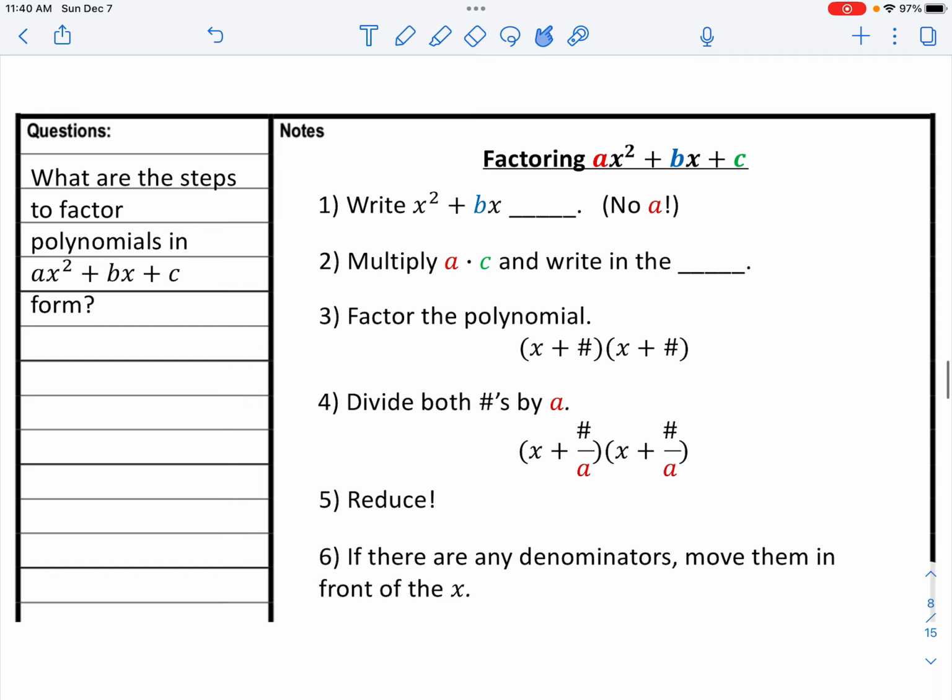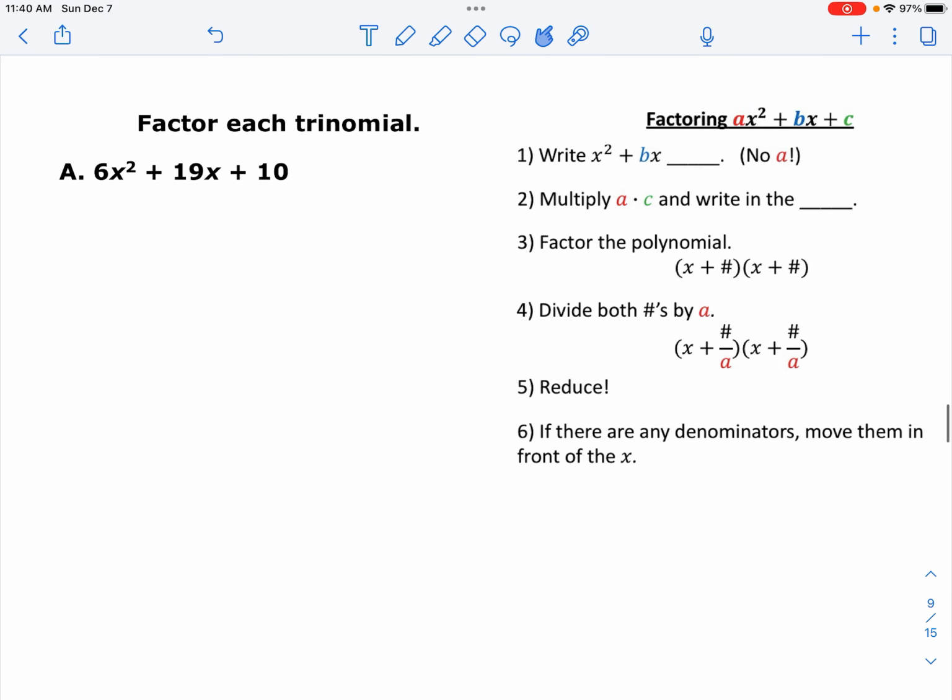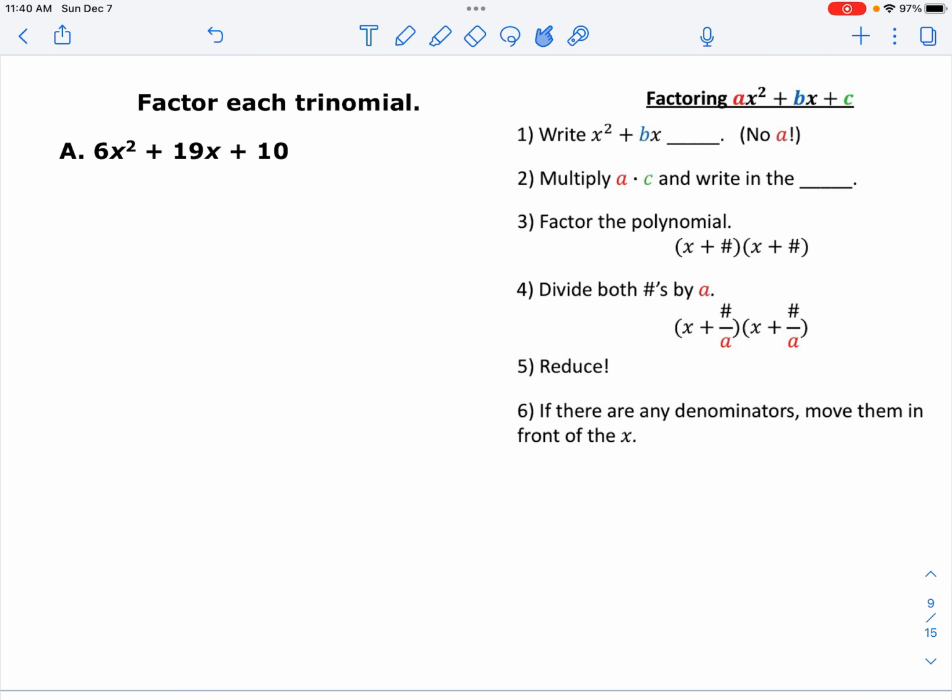So here we go. We're going to try this. I'm going to have the steps right here. So I'm going to write this as x squared plus bx. So I'm not going to write the 6 here. I'm just going to go x squared plus 19x. And I'm going to put a blank. Now, my a is 6. My c is 10. So I'm just going to go 6 times 10, and I'm going to write it right here, which is positive 60.